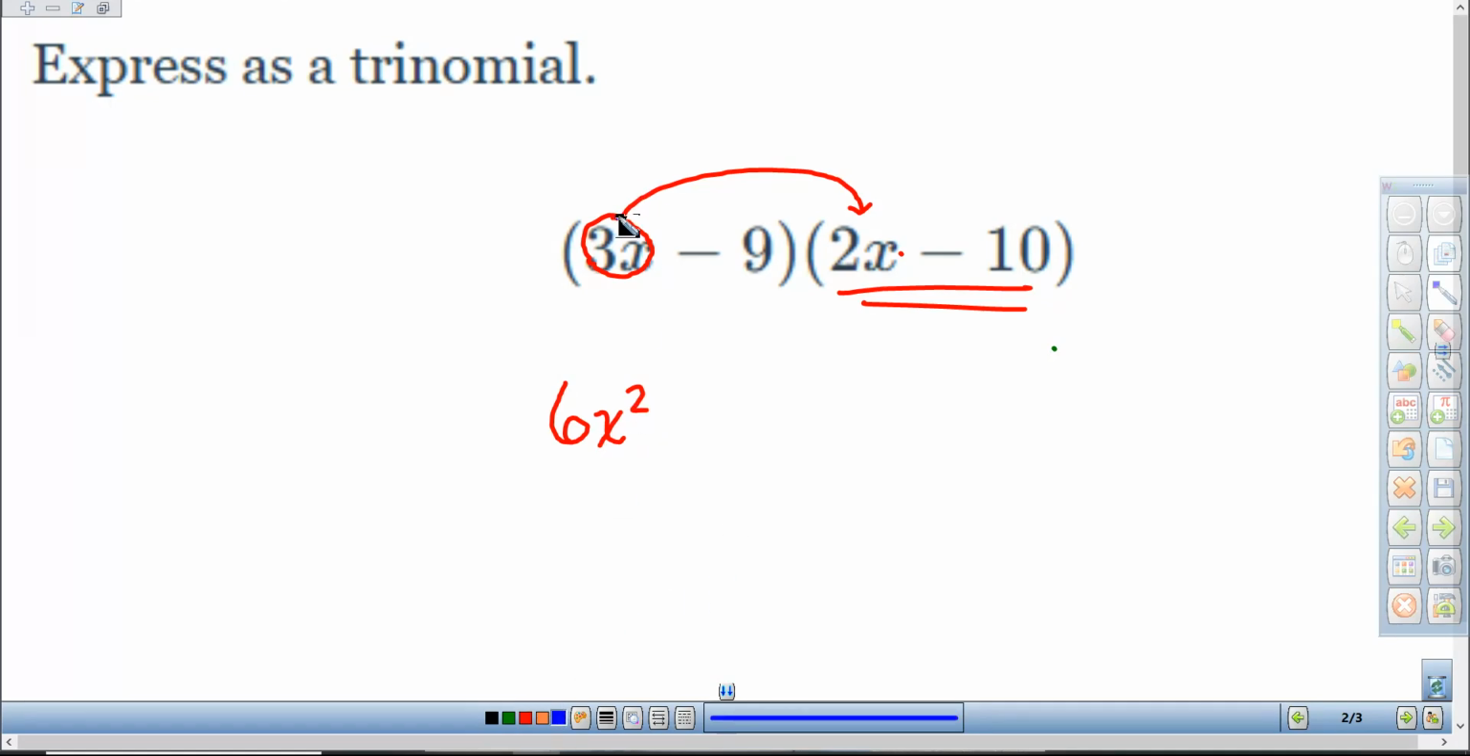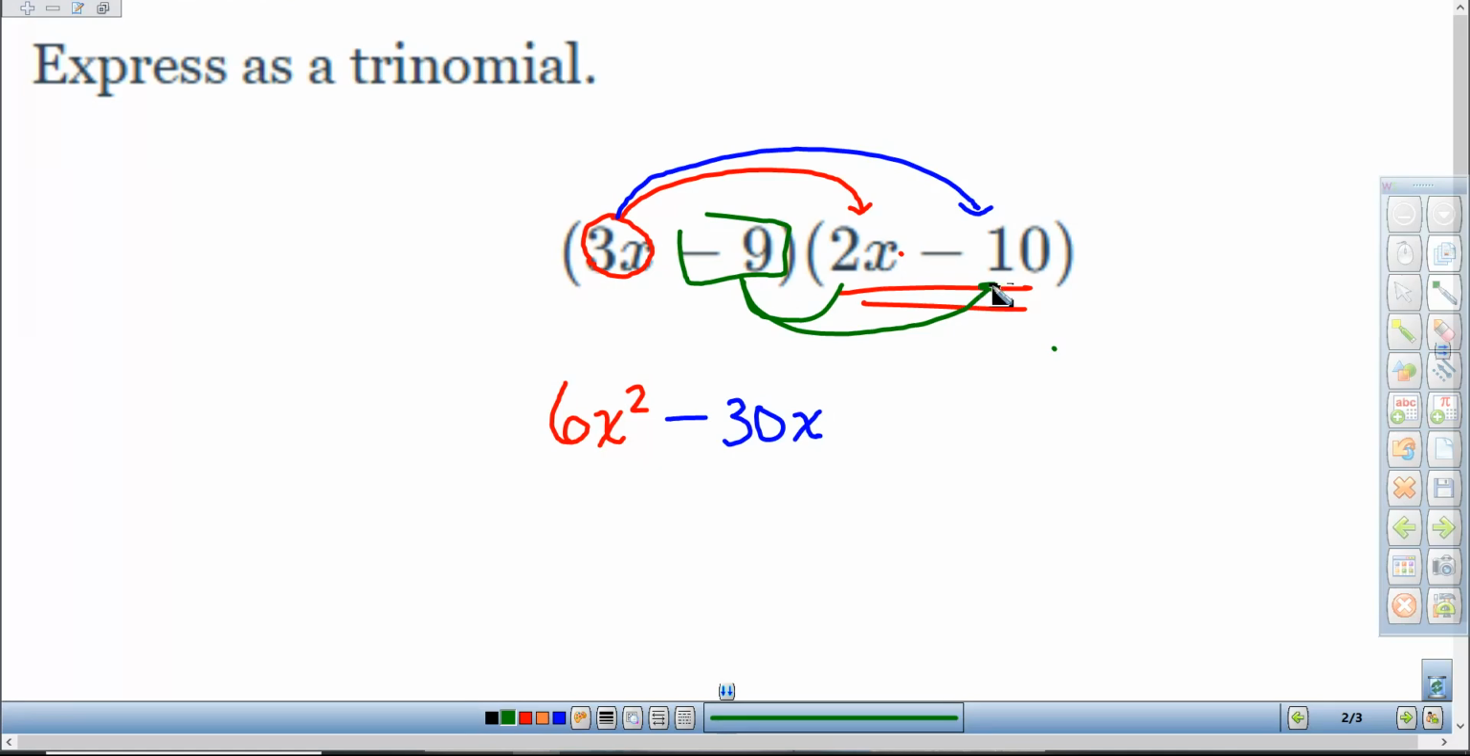Then we're going to do 3x times negative 10. Again, check the sign first. Positive, this 10 is negative. When I multiply a positive and negative, I get a negative. 3 times 10 is 30. And we have an x here, but we don't have an x over here, so x is only being multiplied one time, and we leave it as just x. Then we're going to be done with this term, and we're going to use now the negative 9, and we're going to do the exact same distribution.